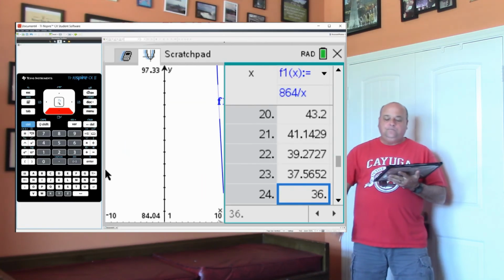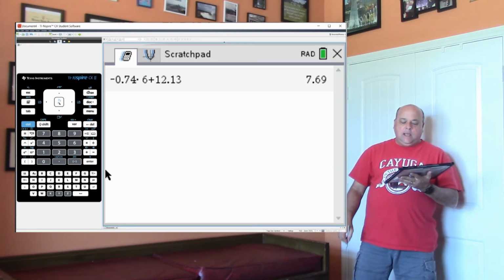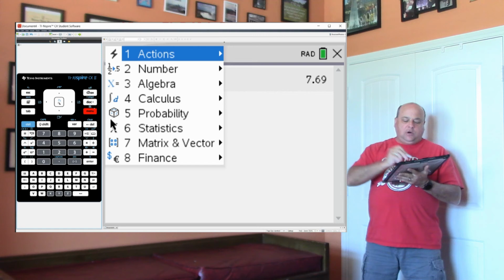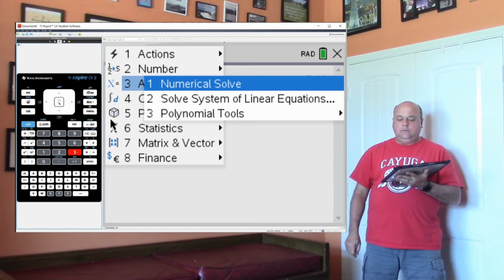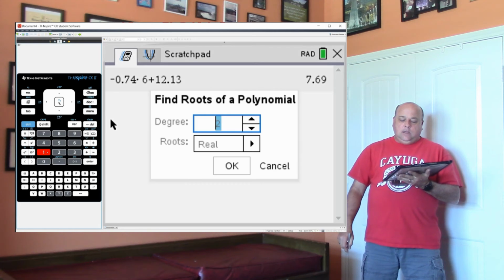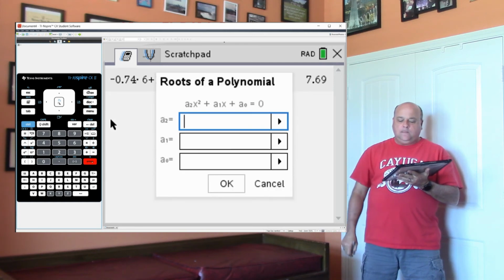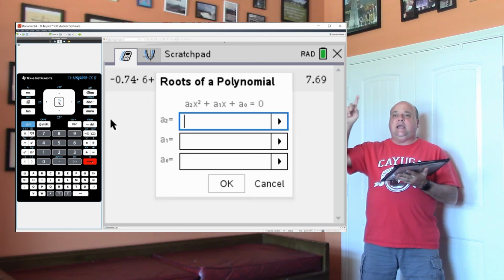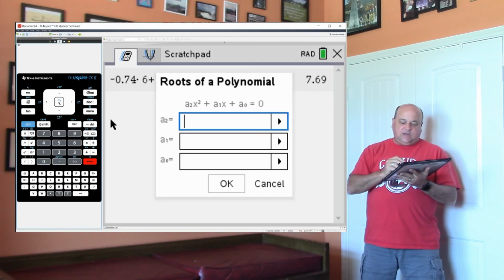So go to your calculator, hit the home button, go to calculate, the scratch pad, and now then hit menu. Now then, algebra is 3. Polynomial tools is 3. You might want to write this down. Find the roots of a polynomial is 1. Now then, don't ever change this in Algebra 1. In Algebra 2 you will hit enter. And then, do y'all see the A2, A1, A0? That's the A, B, and C. AX squared plus BX plus C. So I have 1, negative 6, and negative 1512.